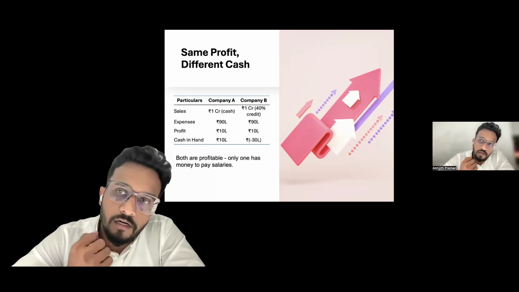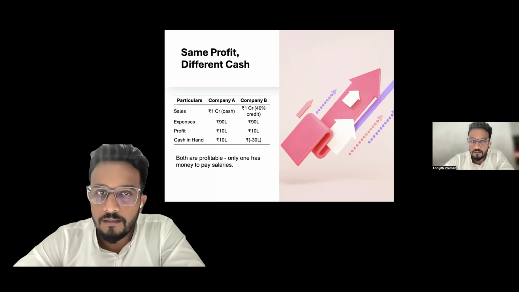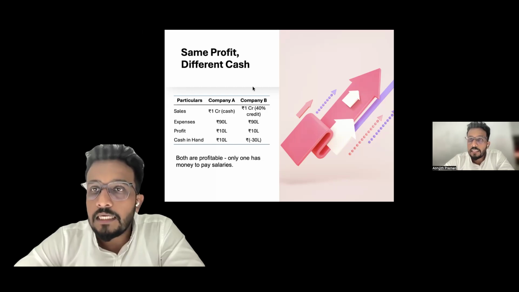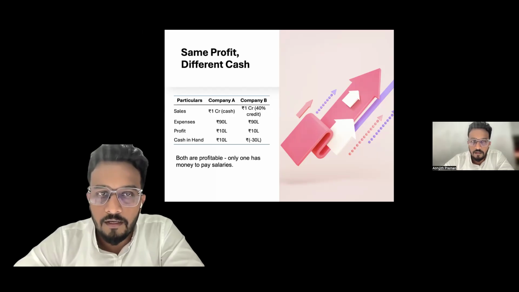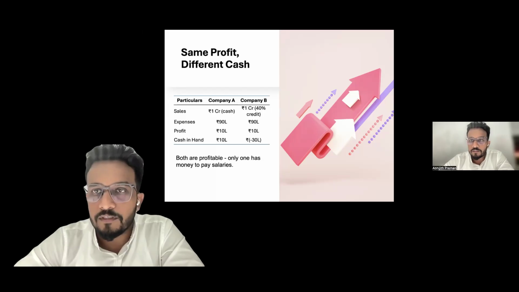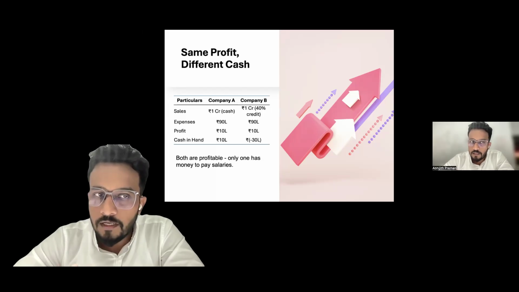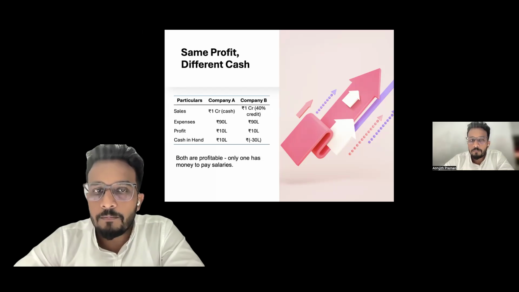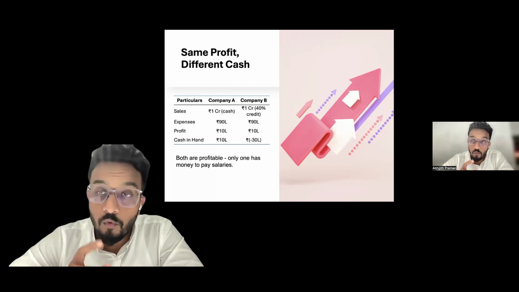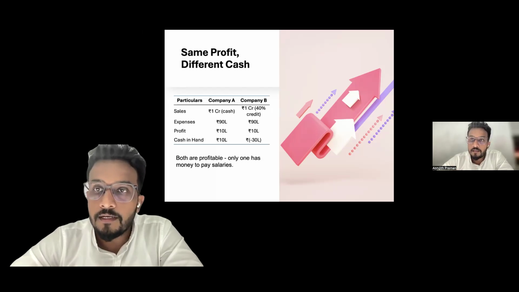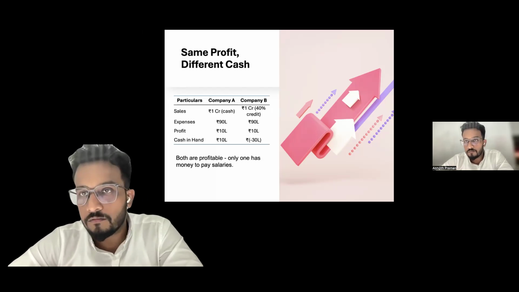What about company B? They have also done 1 crore sale, but 40% is credit, which means that they received only 60 lakh rupees. Okay, 40% is credit, so only 60% they realize. So they are getting 60 lakh rupees in their bank account. Again, they have to pay 90 lakh of expense. What happens if you look at the profitability? It is 1 crore minus 90 lakh, it is 10 lakh itself. But what is the actual cash in hand for company B? It is minus 30 lakh because they got only 60 lakh and they have to pay 90 lakh now.